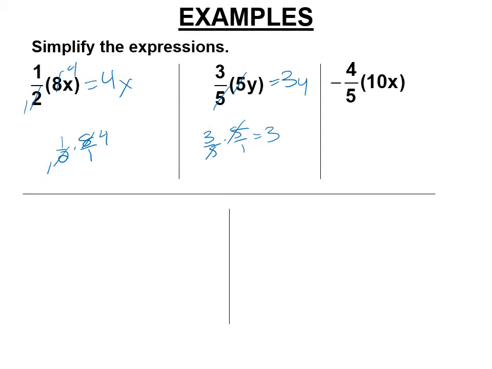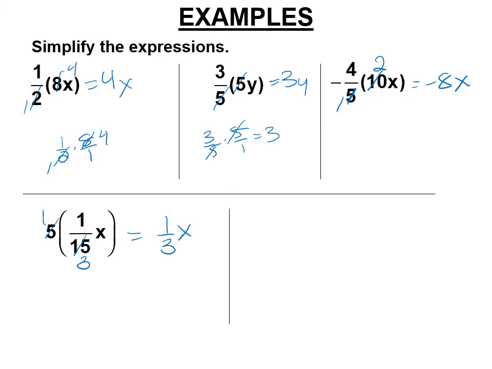Negative 4/5 times 10x. Well, 5 cancels with 10. That becomes a 1. That becomes a 2. Negative 4 times 2 is negative 8. So this is negative 8x. 5 times 1/15 x, they cancel. Now you get the 3 in the denominator, so this is 1/3 x.